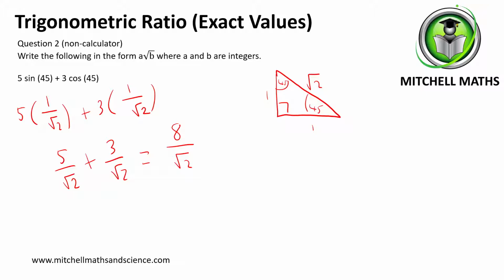And in order to do that, I need to do something that sometimes is called rationalising the denominator. I need to get the root off the bottom onto the top of the fraction. The way I'm going to do that is times both the top and bottom by the square root of 2. On the top, it'll be 8 root 2. On the bottom, the square root of 2 times the square root of 2 will be 2. So I've got 8 root 2 over 2, and 8 divided by 2 is 4. So my answer is 4 root 2. A is 4, B is 2.